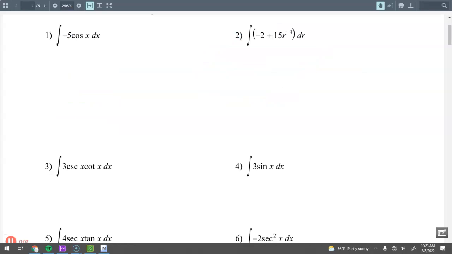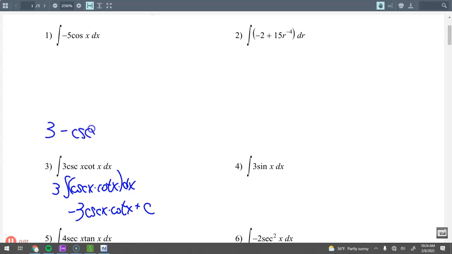Number 3. So again, if you want to yank that 3 out, and then look at, okay, what's the integral of cosecant cotangent? There's nothing I can do to help you. You just gotta memorize that. What's the integral of that? It's negative cosecant. And then if I put that 3 back in, that's my answer. Make sure you don't integrate the cosecant cotangent and get negative cosecant.